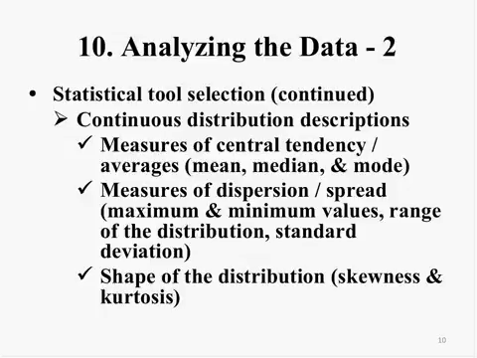We also have measures of dispersion or spread. This can be determined using either maximum and minimum values, or the range of the distribution, or most commonly, the standard deviation. And finally, something that is not talked about too often, but what you should at least be aware of, is the shape of the distribution. That includes skewness and kurtosis. And we're going to look at both of those in a little more detail in just a second.